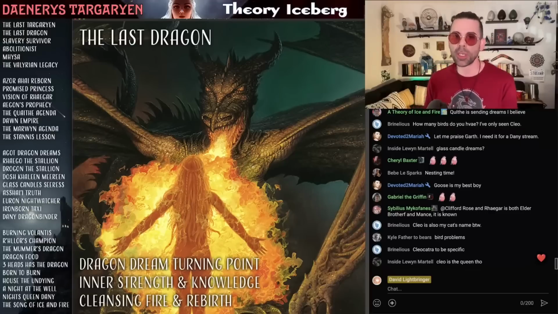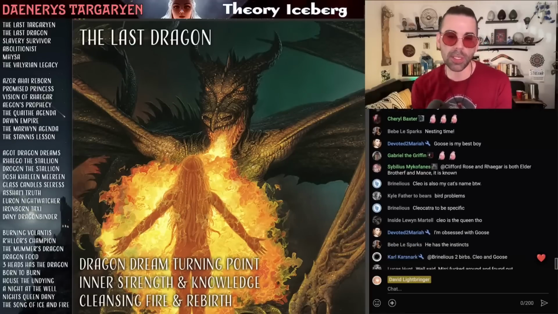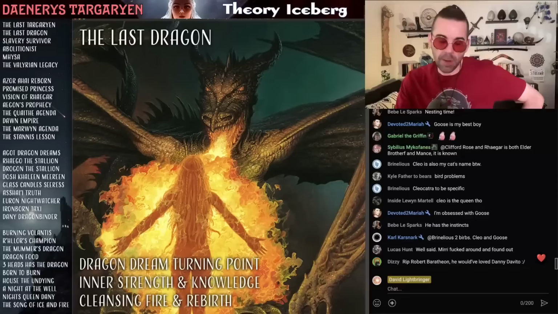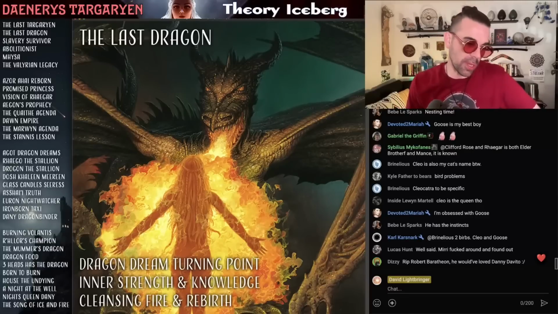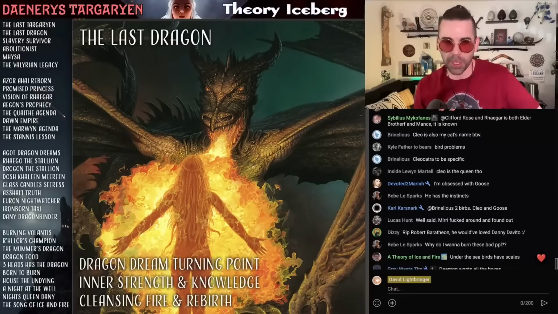So Dany doesn't know exactly what she's doing, but these instincts are leading her to this revelation where she hatches the dragons. And of course, like I said, we see in this dream that there's this idea of cleansing fire and rebirth and transformation. And so there's this ongoing question, what do the dragons mean? What does fire and blood mean?